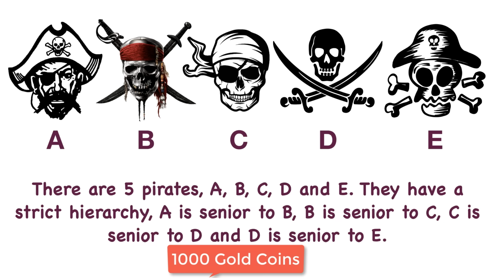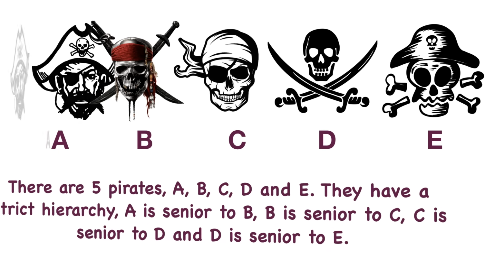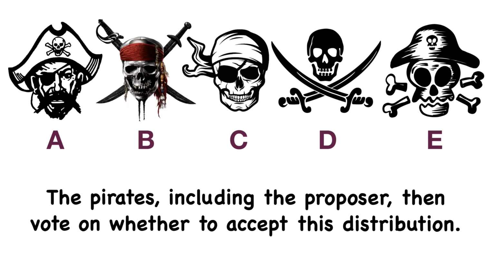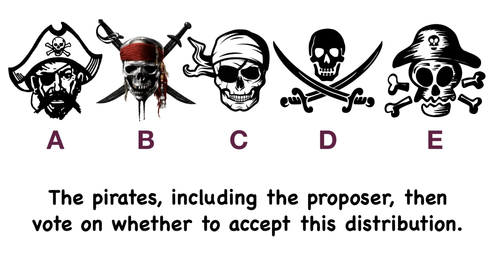These pirates have 1000 gold coins which they want to distribute among themselves. The rules of distribution are as follows. The most senior pirate proposes a distribution of coins. The pirates, including the proposer, then vote on whether to accept this distribution, which means all the pirates, including the most senior, will vote on whether they accept the proposed distribution or not.